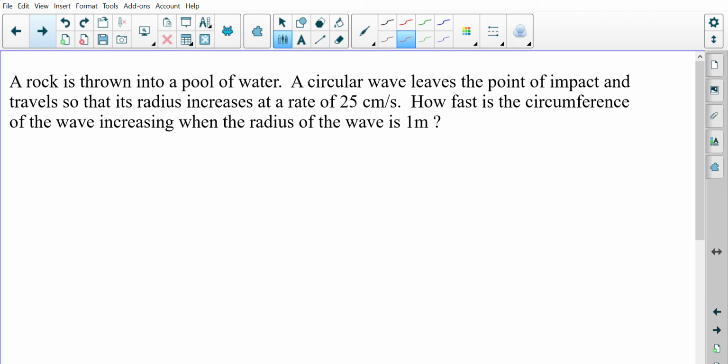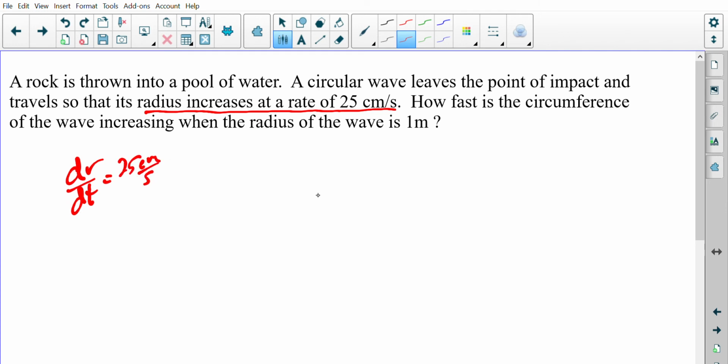What do we got here? We got a rock thrown into a pool of water. A circular wave leaves the point of impact and travels so that its radius increases at 25 centimeters per second. So radius increases at that rate. Well, that's dr over dt is 25 centimeters per second.